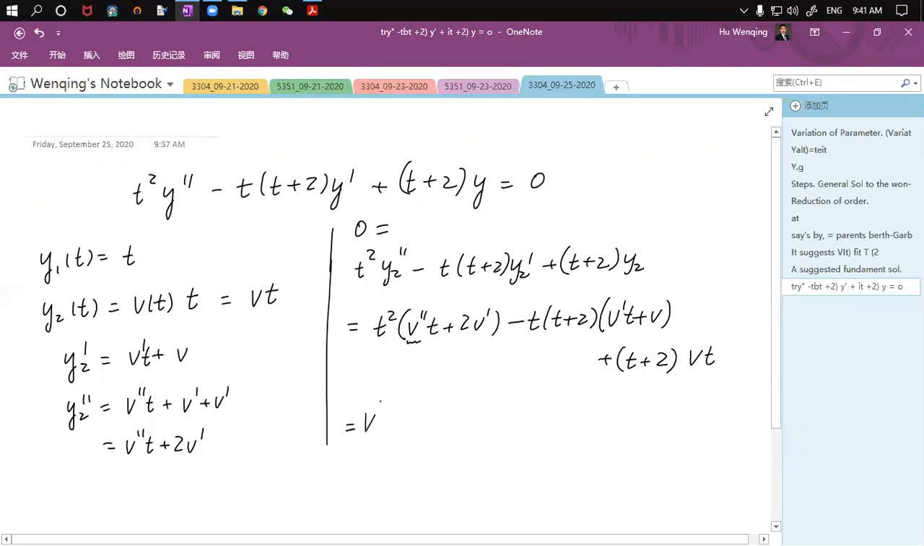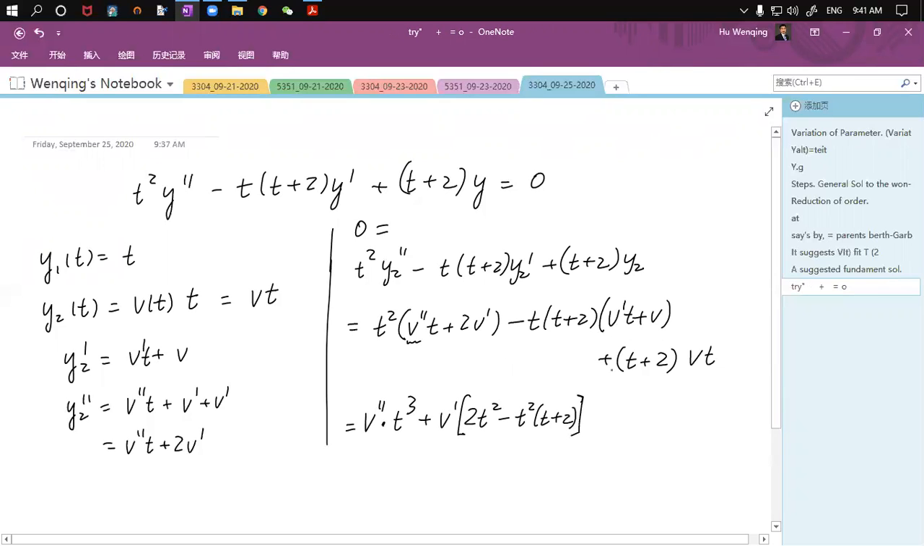So that means v double prime multiplied by t cubed. That's the first solution, first part. And then plus v prime, you're going to have 2 times t squared, right? So 2 times t squared. And then here you have another v prime, right? So v prime is going to be minus t squared t plus 2. So that's going to be your v prime, right? So t squared t plus 2.